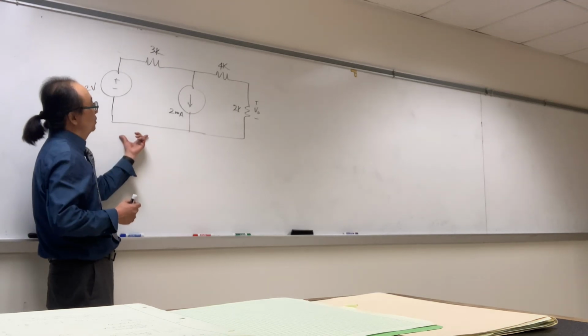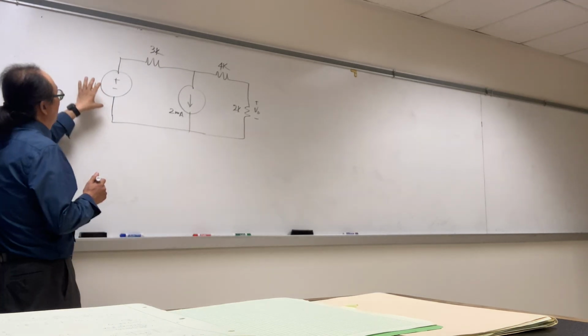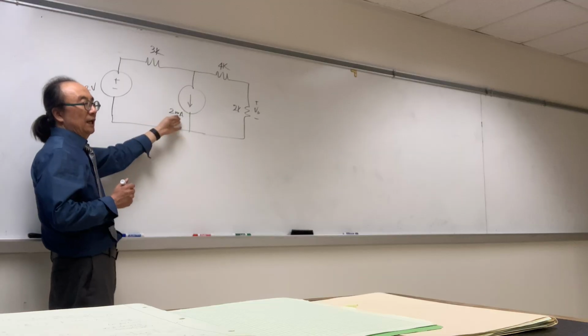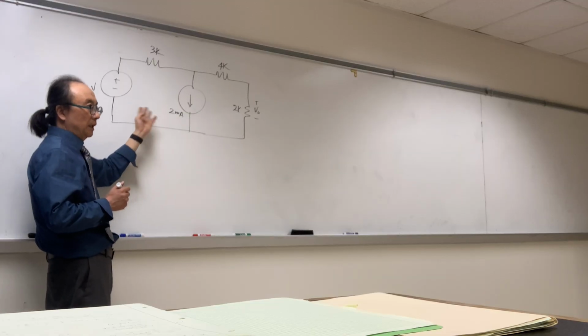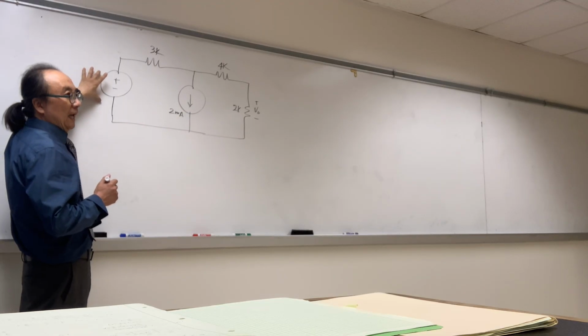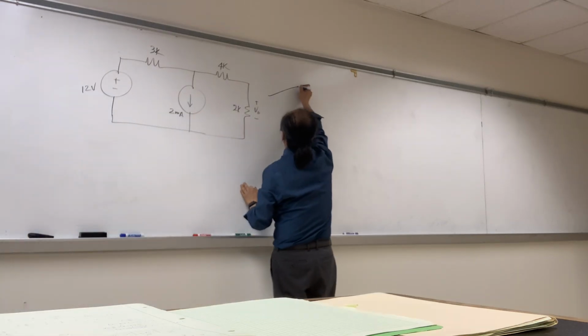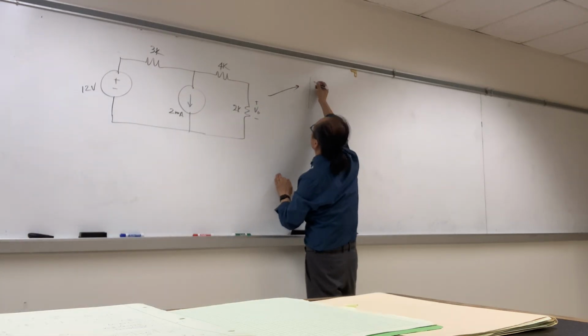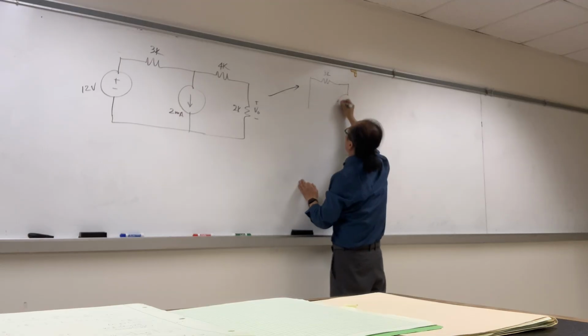We're using superposition to find the V naught. We have two independent voltage and current sources. They are all independent. We can turn off the voltage source and make a short circuit. So for circuit 1, we're going to make a short circuit. This is going to be 3K, and we still have the current source that is 2 milliamp.